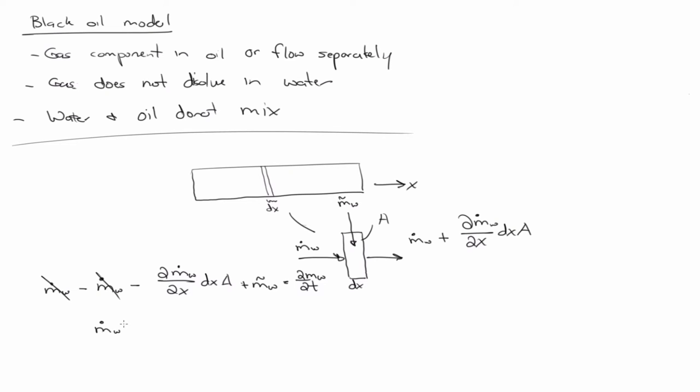mass coming in there, m dot w, is equal to the density of water times the velocity of water. And m here in the accumulation term is going to be equal to the density of water times the saturation of water times the porosity times the volume. And the volume, you can also write as A dx. And that's constant. So our control volume doesn't change with time. So we can pull it outside the time derivative. And if we do that, we get this equation. We get that because the dx A, dx A cancel.